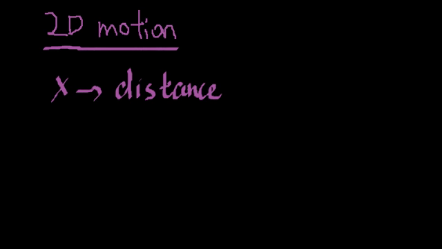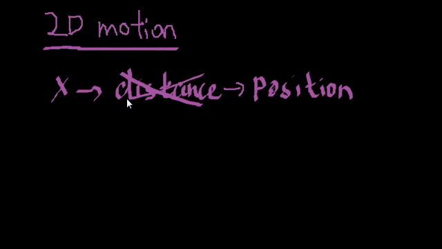So what do I mean by x? What do I mean by distance? Actually, it is position. So what do I mean by position? What's the difference between position and distance? Let's cross this out. Alright, so we say position is the distance relative to an observing point.